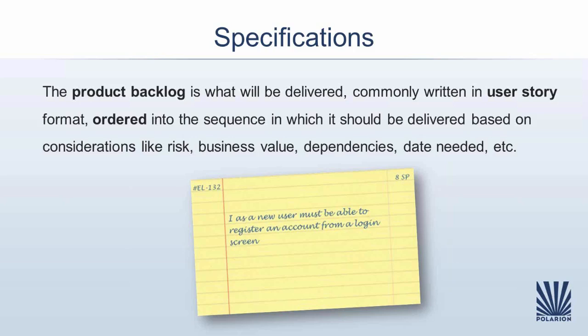It's probably the most known and understood artifact of Agile, called the product backlog. The product backlog is what will be delivered, commonly written in the user story format, ordered into a sequence, and it should be delivered based on considerations like risks, business value, and dependency. It is the product owner who represents the customer voice in the Agile team, and ensures the backlog is provided to the Agile team.